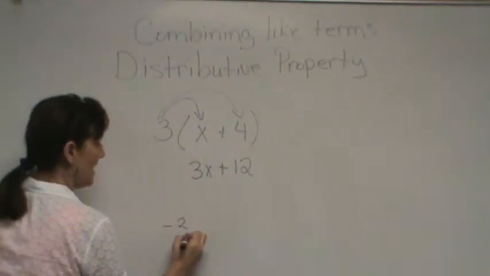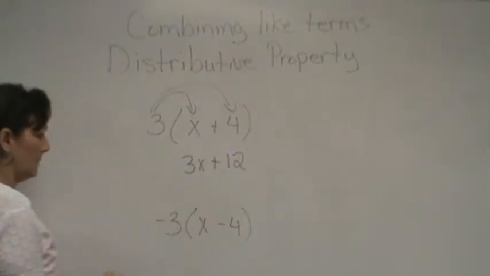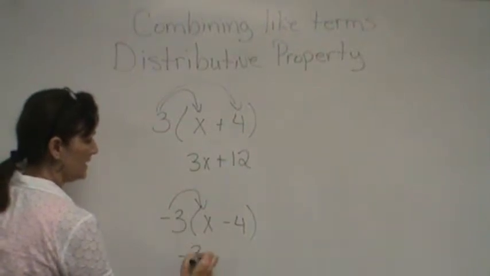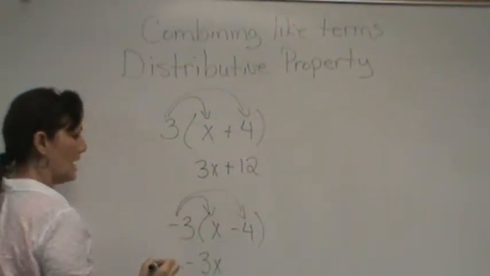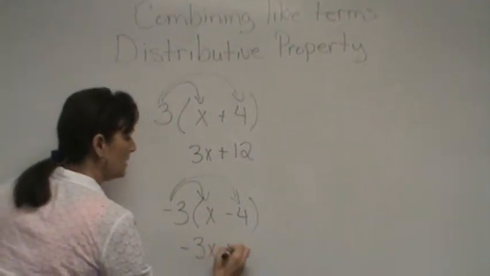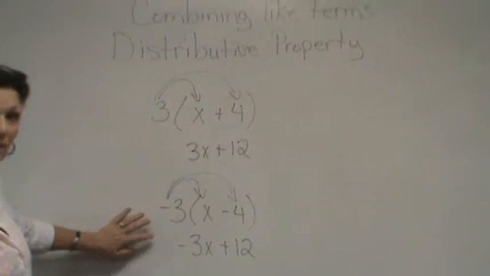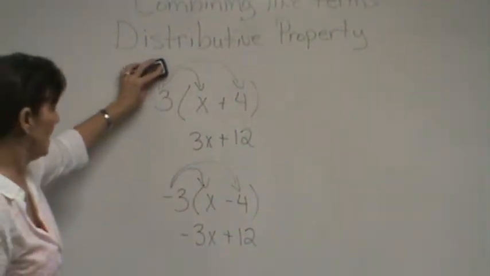If I had a negative 3, I can even have a negative inside my parenthesis. Negative 3 times x is negative 3x. Negative 3 times negative 4 is a positive 12. So your integer rules are also very important here. You're going to need to make sure you know your integer rules and how to use them.